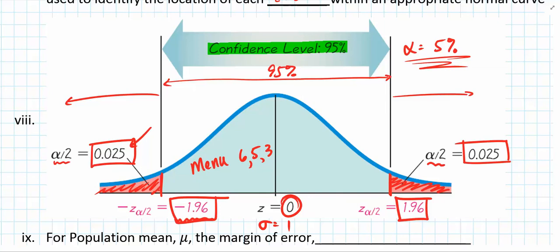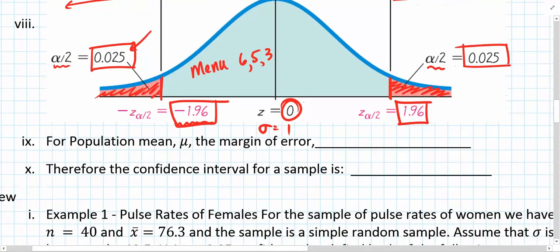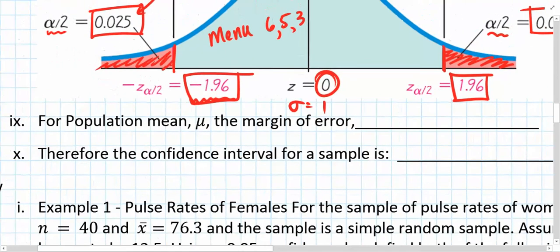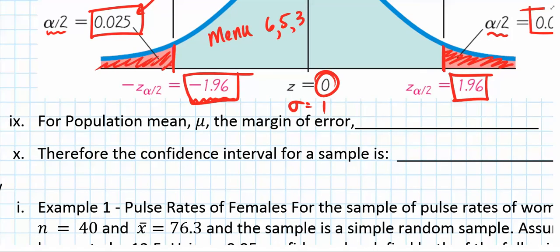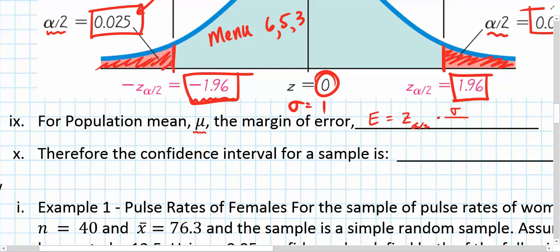And we need this z-score for the calculation of our confidence interval, which we see here in bullet point number 9. For a population's mean, which we'll mark with mu, the margin of error is calculated. E for error is equal to this z alpha divided by 2. This is that critical value that we found just a moment ago, times sigma divided by the square root of n. So this is the formula that we're going to use for discovering our population mean.